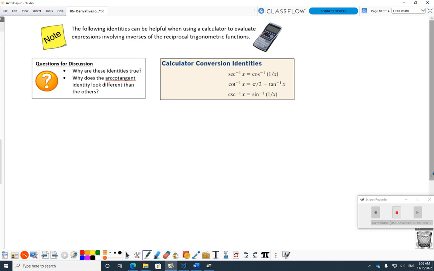Sorry. There's also some calculator conversion identities. I'm going to do your homework with you for the next 15 minutes, and then maybe I'll come back and do one of these as well, if I got time.